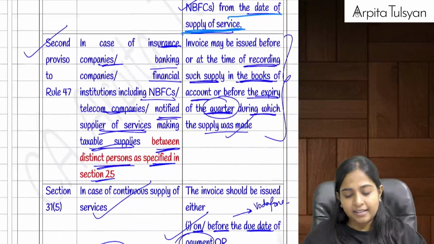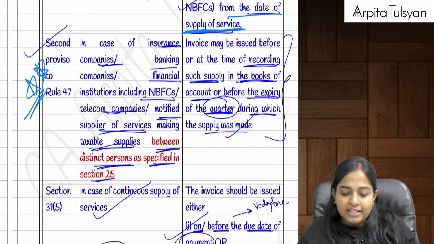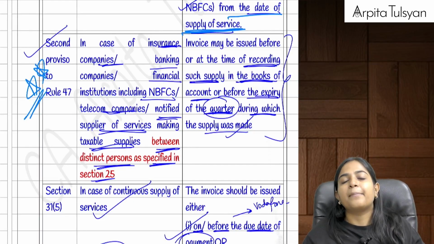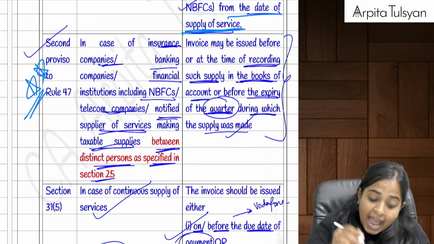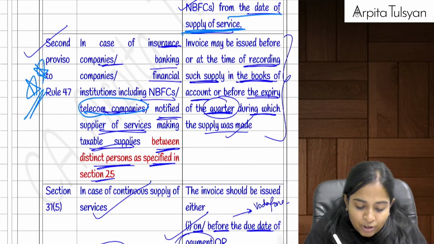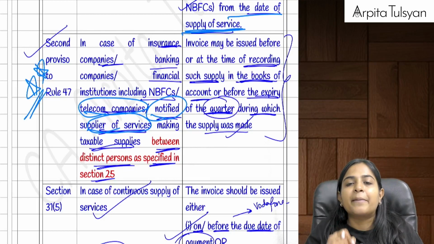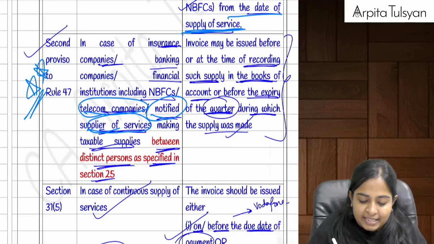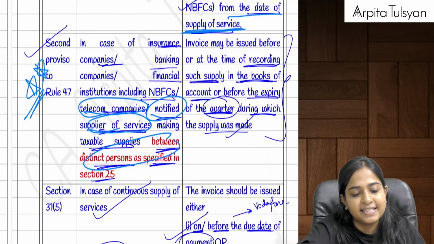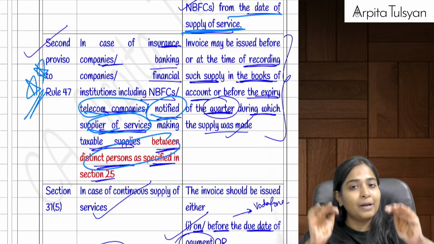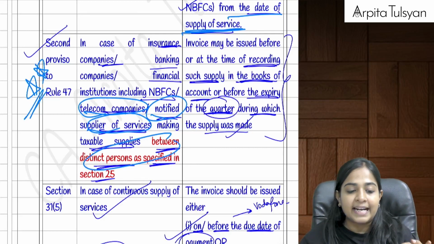Okay, then after that, this is just a proviso, second proviso to rule number 47. See what they are telling us here. In case the supplier is an insurance company, banking company, financial institution, including NBFC, telecom companies, or only a notified supplier, if they are making taxable supplies between distinct persons, remember, between distinct persons as specified in section 25. This is only applicable to these specific companies and only if the supply is between distinct persons. Then in that case, what are they telling us here?